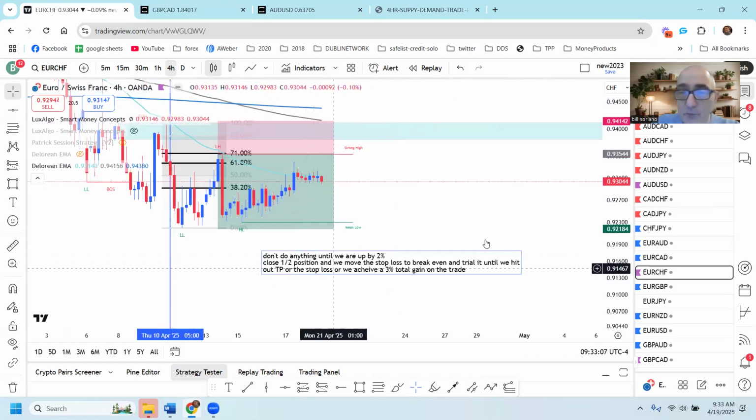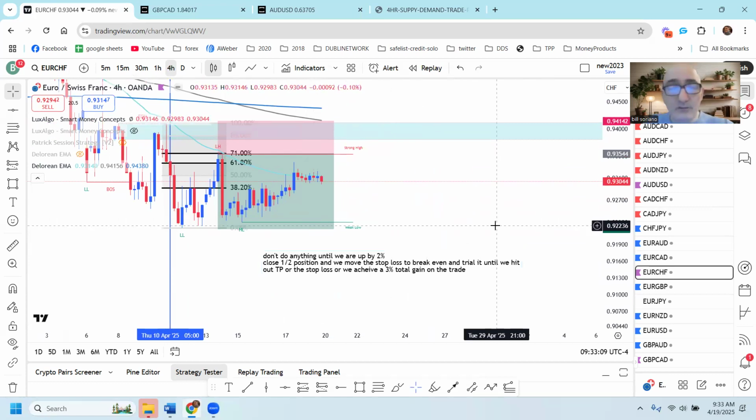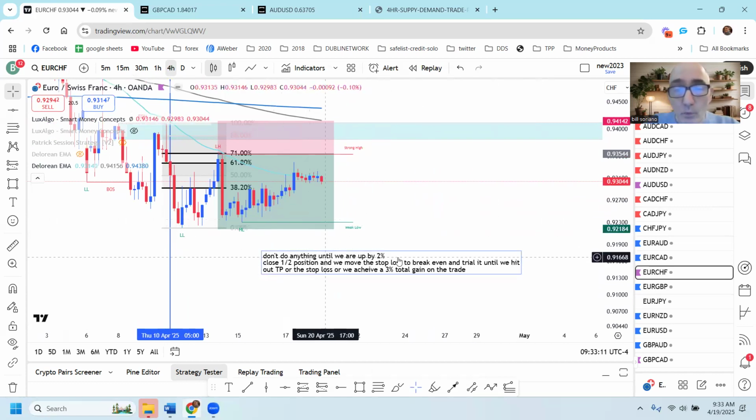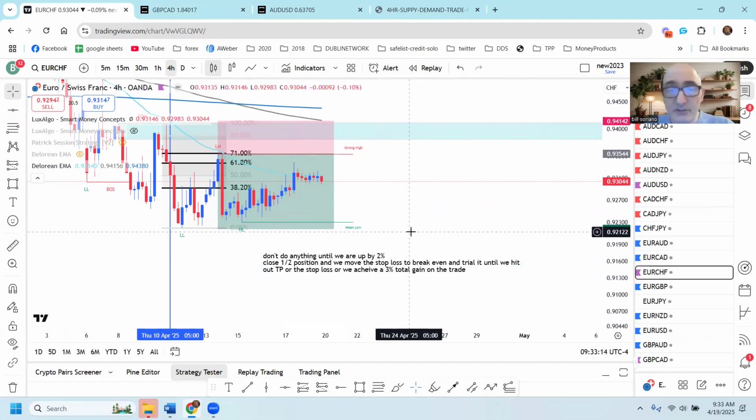And this will be part of the strategy where once you're up by 2%, you close half the position, you move the stop loss to break even, and you trail it until you hit your take profit or stop loss, or you achieve a 3% total gain on the trade.